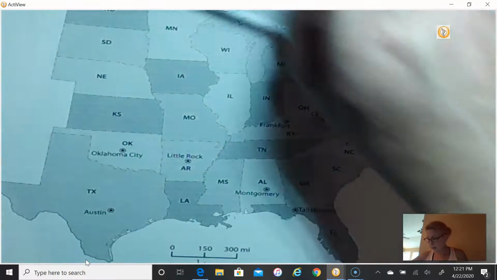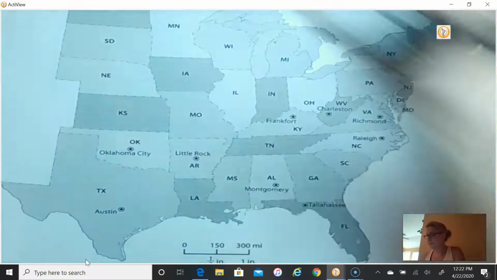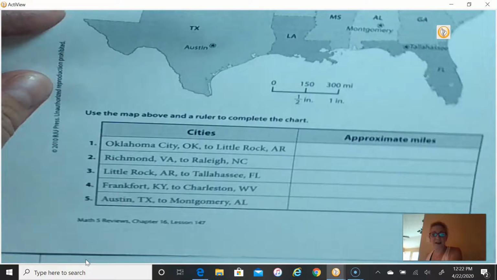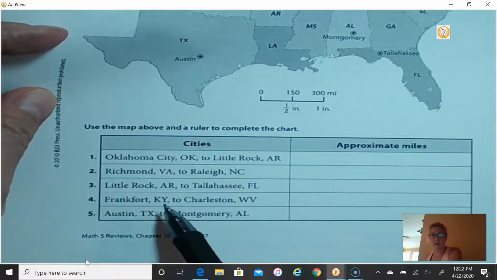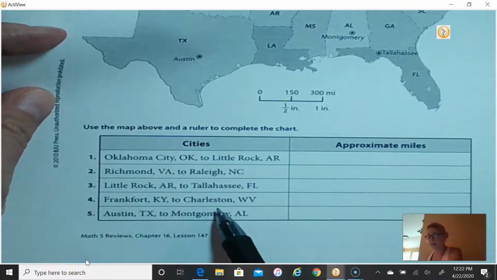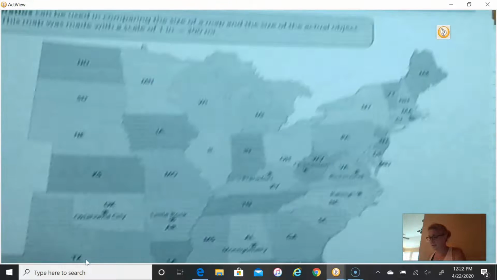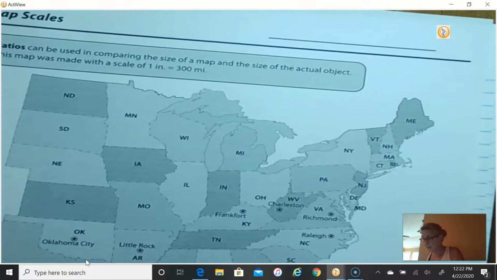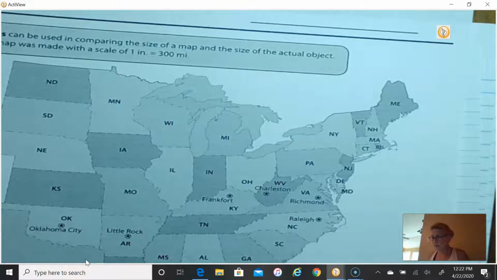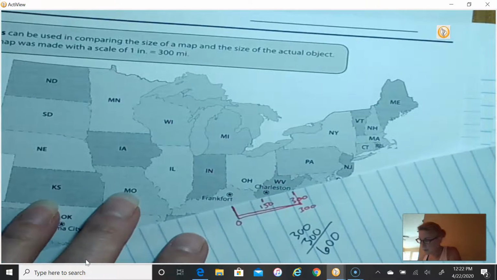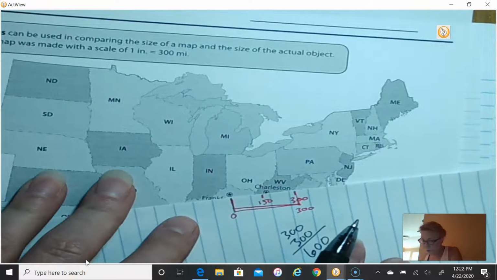All right. Number 4. I only have 2 more to do, guys. Frankfort to Charleston. Frankfort, Kentucky to Charleston, West Virginia. All right, here we go. Here's Frankfort, and here's Charleston. So I'm getting my little thing here. Frankfort to Charleston.